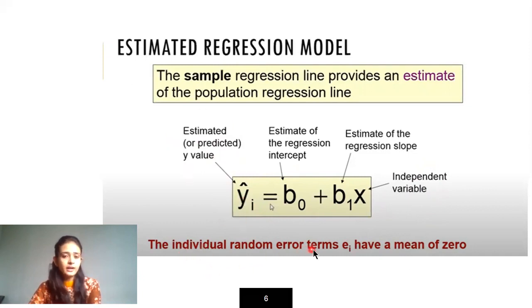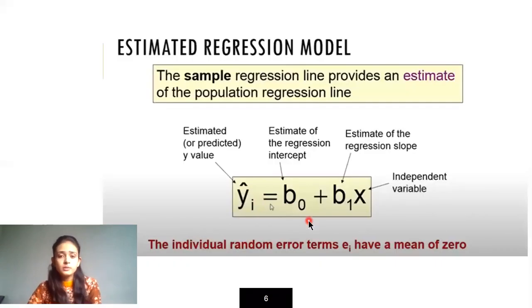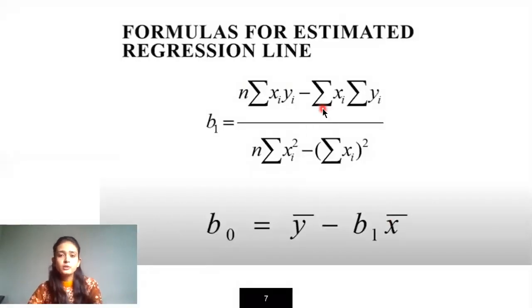So the individual random error terms, that is ei over here, have a mean of 0. That means over here the error term is very less. So this is the formula for the estimated regression line, and this is the formula to calculate b1 and b0. So you can find the values of b0 and b1 by using this formula.